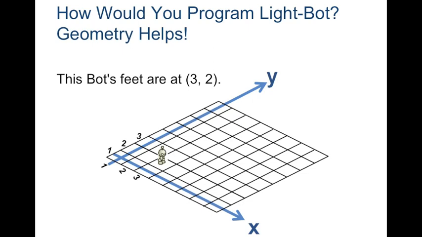Lightbot really has no inputs other than the commands that you give it. These commands cause Lightbot to change its state. One part of Lightbot's state is its location on the XY grid. The state of a computer can be much more complex than just two variables.